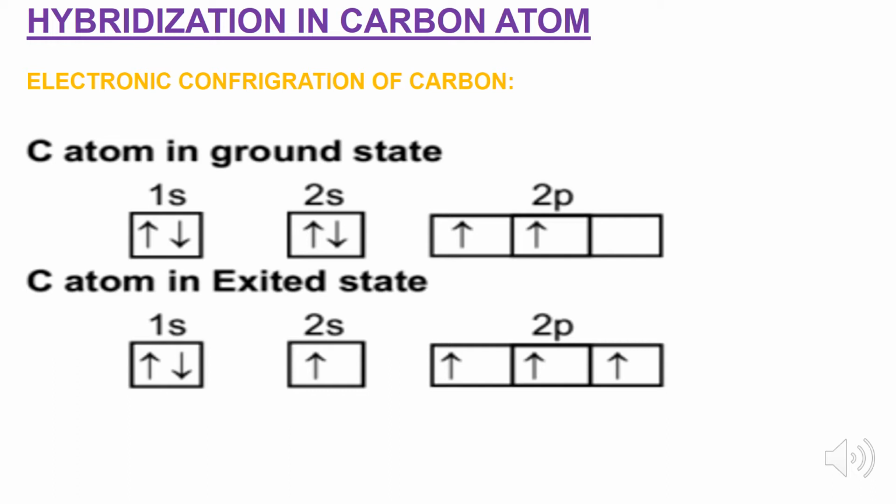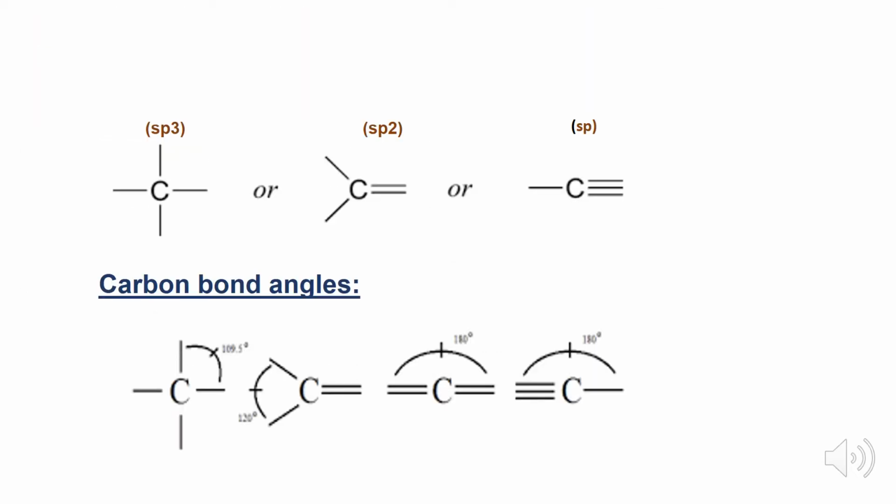Therefore, the carbon needs 4 more electrons to complete its octet and become stable. Note that carbon always forms 4 bonds, either in the form of single covalent bonds, double covalent bonds or triple covalent bonds. In other words, when the carbon makes 4 single bonds, the type of hybridization is sp3 hybridization.